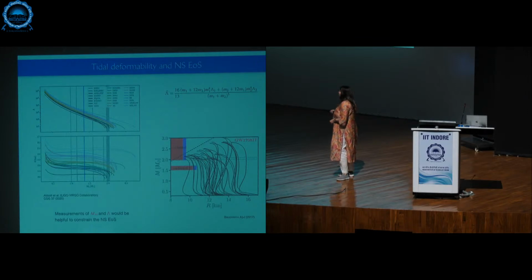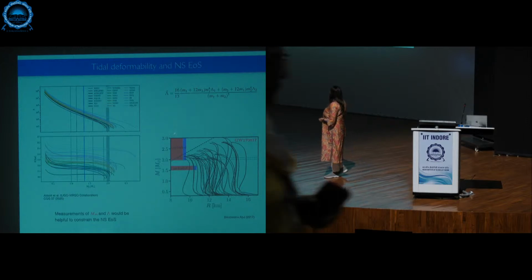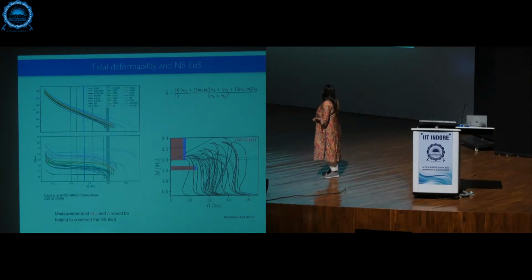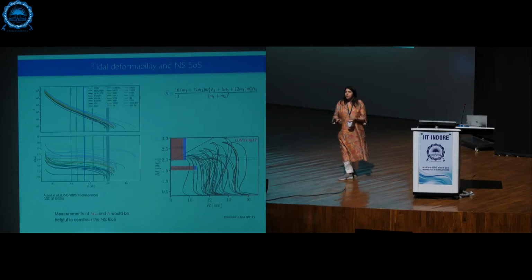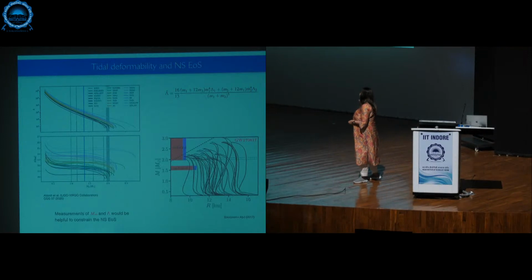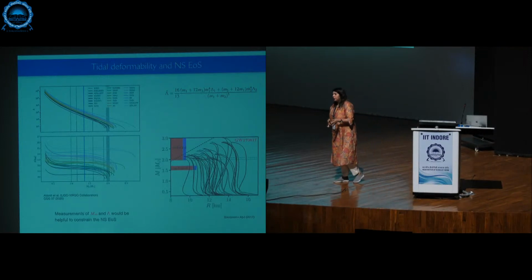Looking ahead in the future, if we can have measurements of the neutron star mass and tidal deformability, then this would help put even more strict constraints on the neutron star equation of state. And here you can see a plot where a certain region of the mass and radius would be excluded by the analysis of this event, in addition to what we have from the electromagnetic observations.